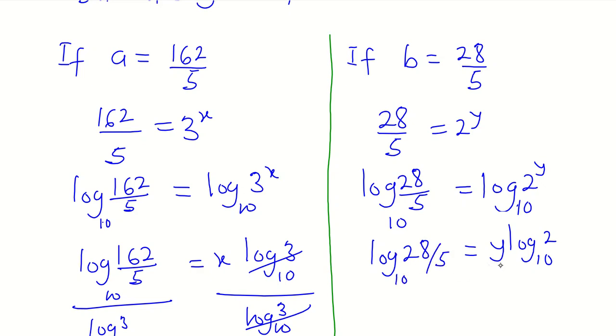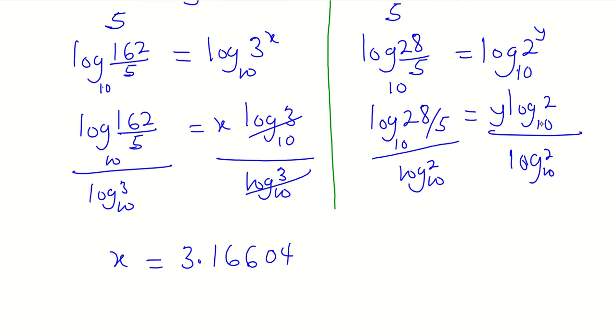Now at this instance, we divide here by logarithm of 2 to the base 10 and here by logarithm of 2 to the base 10. Now we can see that this logarithm is going to cancel that logarithm, and we have y here, which means y is equal to logarithm of 28 divided by 5 to the base 10 divided by logarithm of 2 to the base 10. And when we punch this on our calculator to 4 decimal place, we are going to get the value of y to be 2.4854. And this becomes the respective values of x and y.